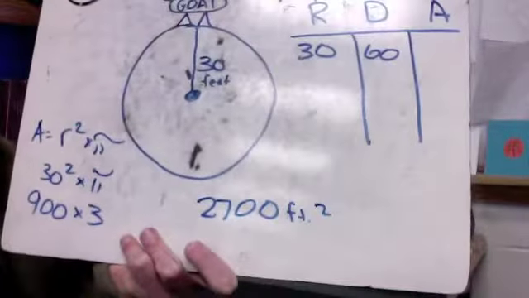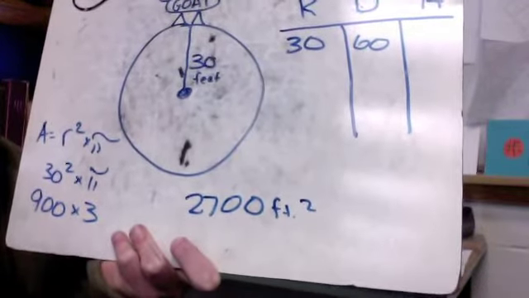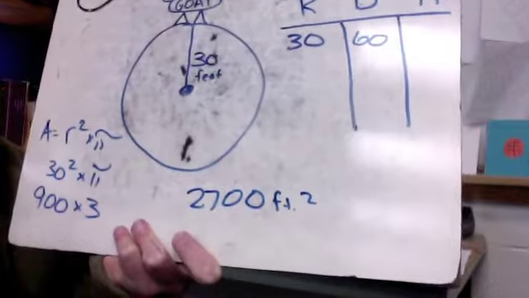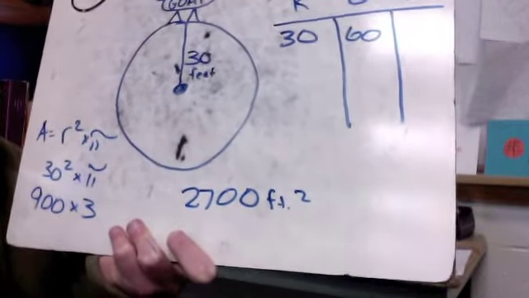So you can think about this really. If you look back at where that square foot is, that means he has 2,700 of those square feet of grass to eat.